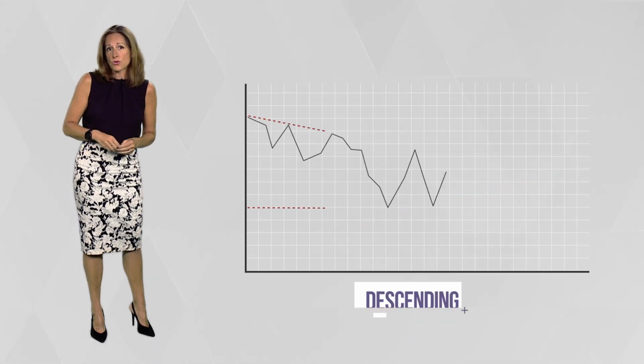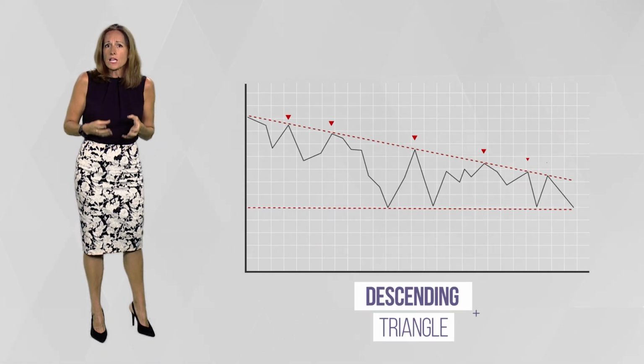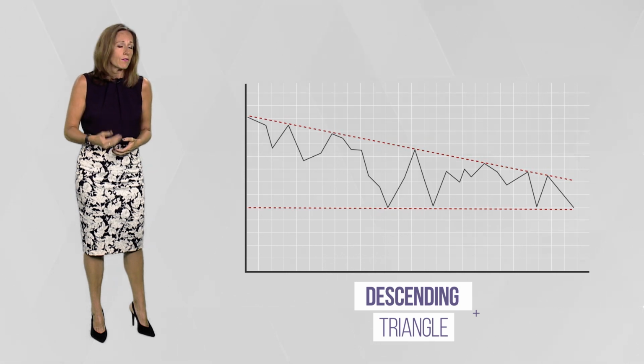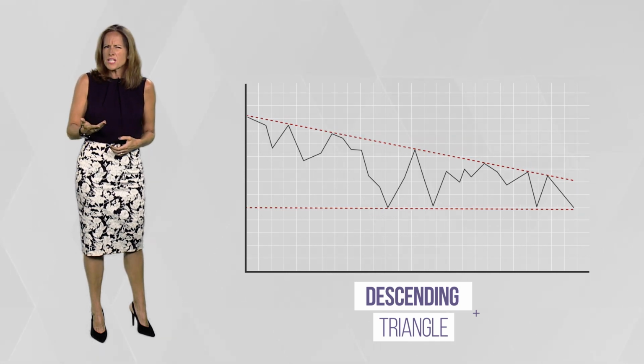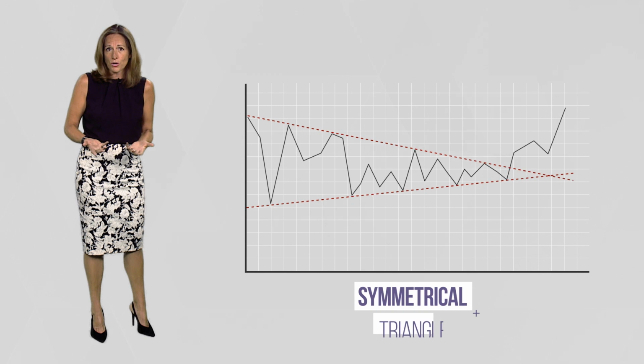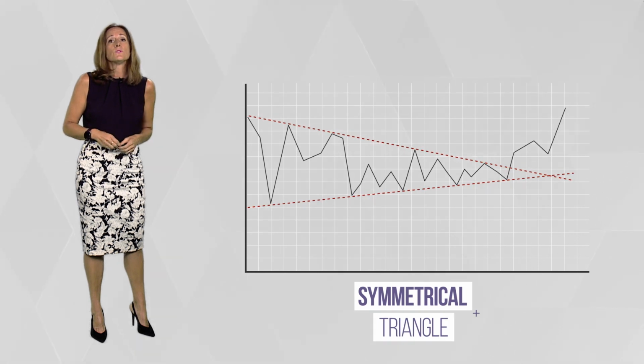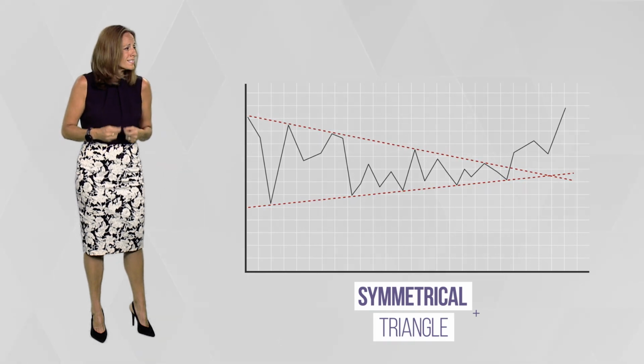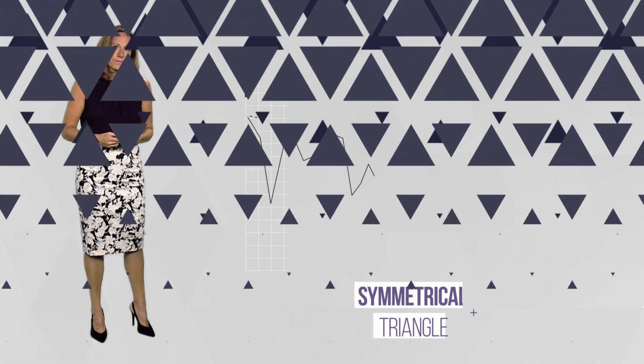With a descending triangle, a series of successively lower peaks move towards a strong level of horizontal support, suggesting the price will move lower. Where the lines converge to create a symmetrical triangle, it's likely the price will continue to move with the overall trend once that breakout occurs.